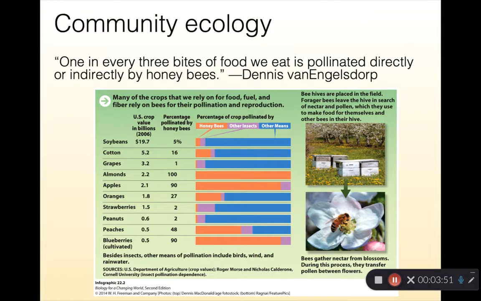That's really where I would want you to focus: if I start to remove one species, how does that directly affect a larger system? And that's really what community ecology is about, understanding the interaction between one type of population and another type of population.